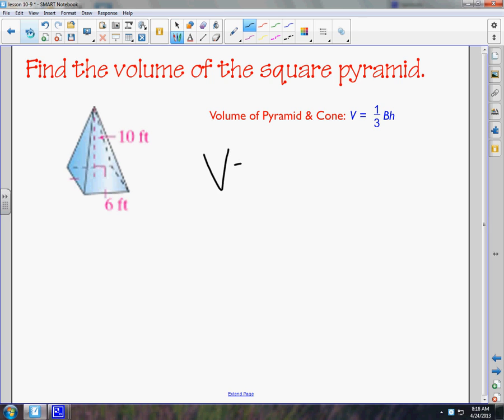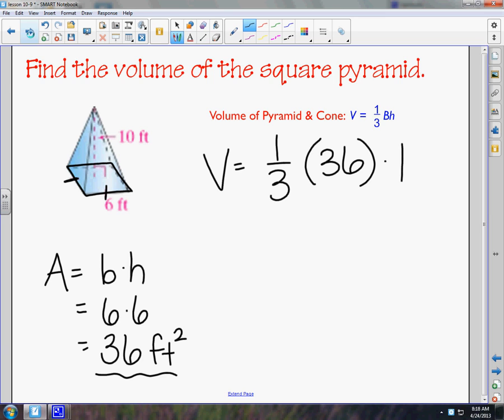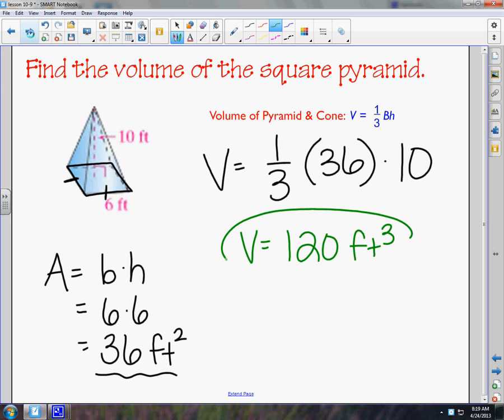Okay, so my formula is the same. 1/3 times the area of the base times the height. So I'm going to do the area of the base over here. Now, if you look, this is a square. It has the little tick marks, which means that they are congruent. So the area of the base would be base times height, which is 6 times 6, and that's 36 feet squared is the area of the base. So I'm going to put that in here, 36, and then I'm going to times that by the height, which is 10. So then I get 1/3 times 36 times 10, and my volume is 120 feet cubed, or cubic feet.